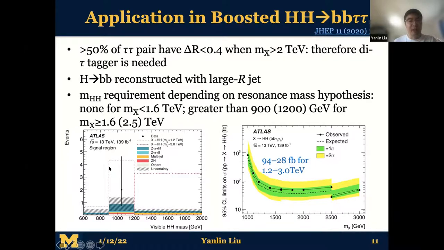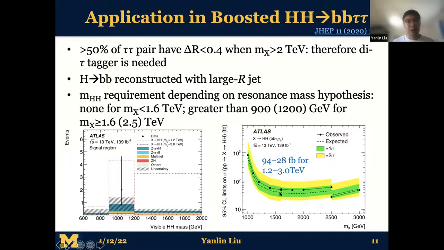The invariant mass of the di-Higgs system distribution is shown in this plot and is also used as the final discriminant. There's also a requirement on this m_HH depending on the resonance mass hypothesis. This is also the reason why we saw discontinuity in this limit plot.